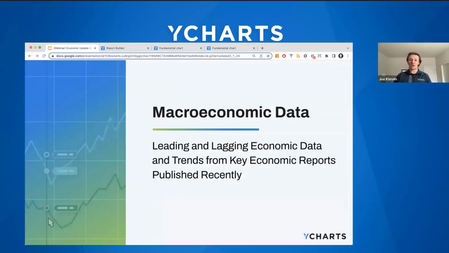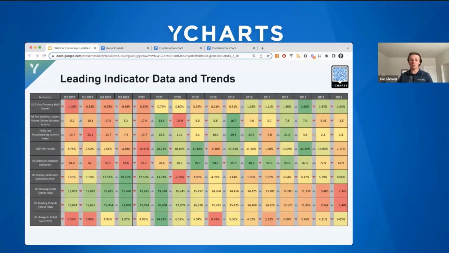Yes, indeed. So we'll actually touch on a bit more here in our macroeconomic data section, where we're going to look at a heat map of leading indicator data and trends. So this heat map is of various economic data points that are considered leading indicators and show their trends over time. The first 4 columns on the left show a quarter by quarter change, whereas the following 12 columns show annual changes in this data.